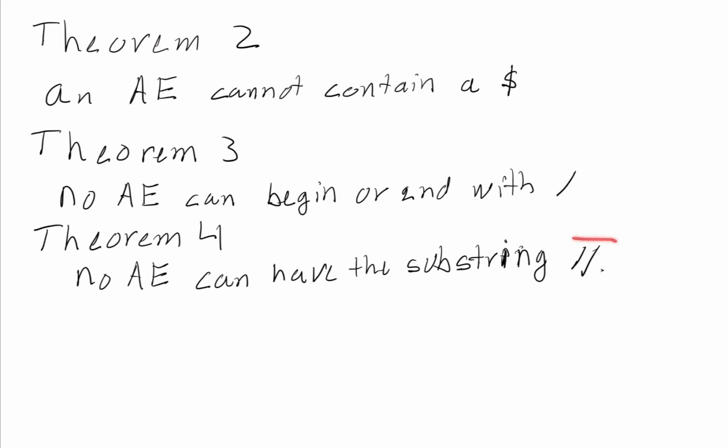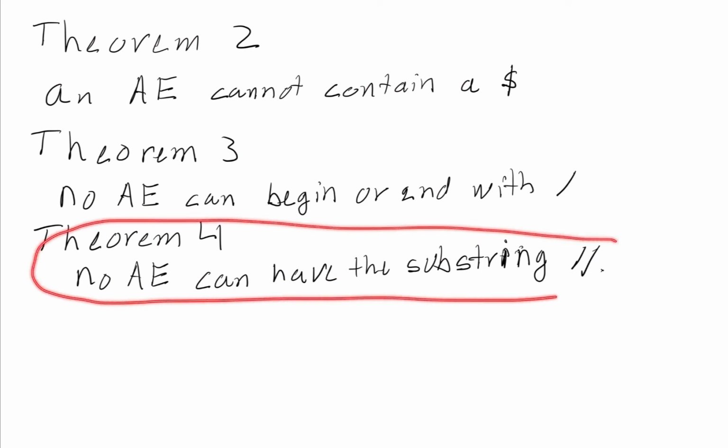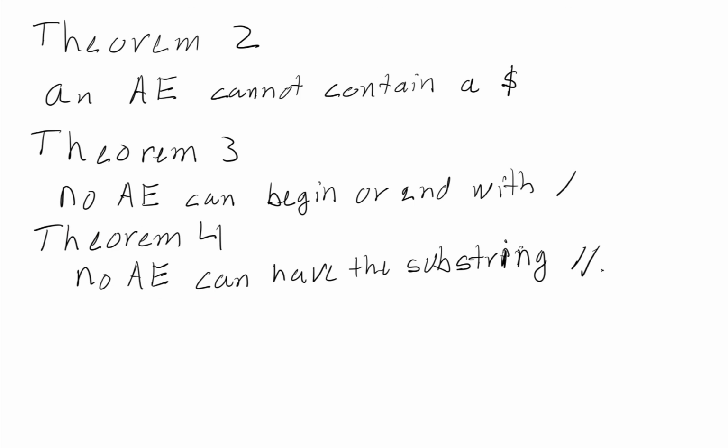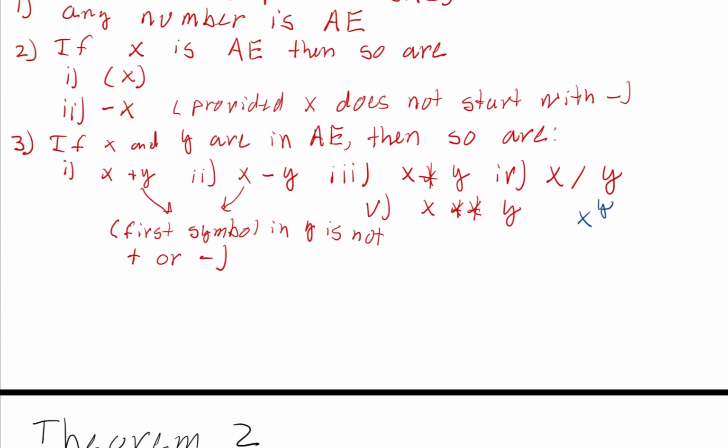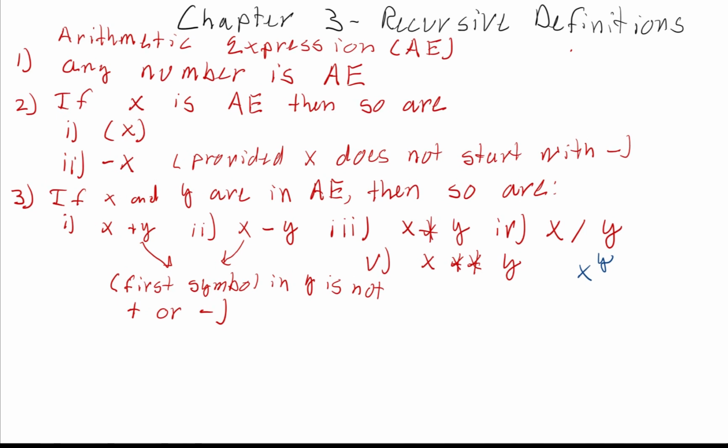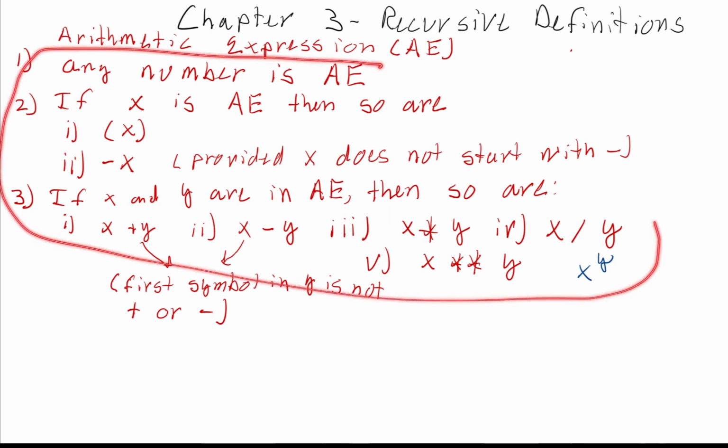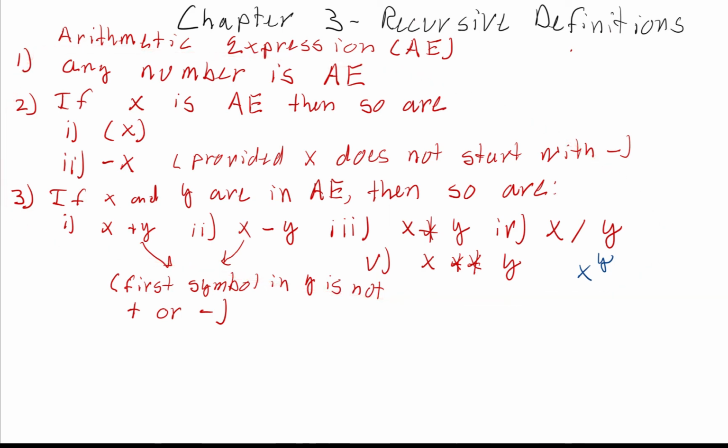Now let's look at Theorem 4 that says that no arithmetic expression can have the substring of 2 slashes. So in the book, it covers this proof by doing a proof by contradiction. So I'm going to explain that proof by contradiction. And it says, let's assume that some word created by these rules, this recursive definition, has a double slash in it. Okay? We know that the word was created by following these rules.